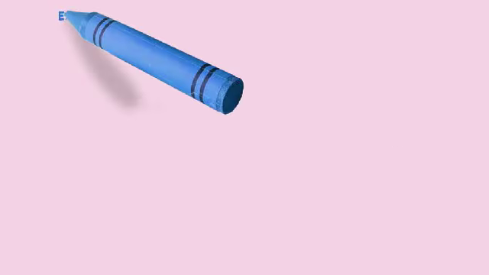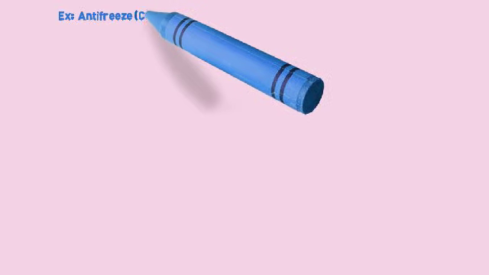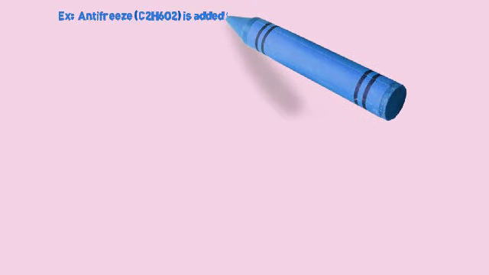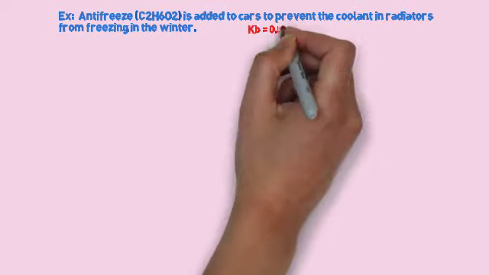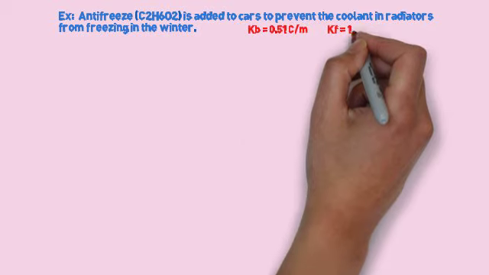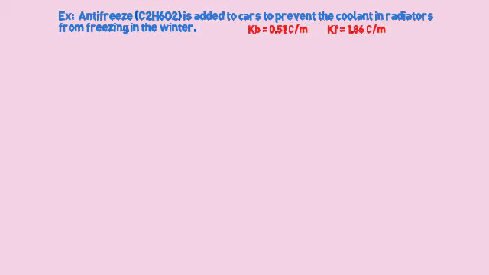All right, here comes the example. Antifreeze, C2H6O2, is added to cars to stop the coolant in the radiator from freezing up. It is also called ethylene glycol. We will need to have the molal constants for boiling and for freezing to solve this. There it is for the boiling, and there it is for the freezing. And the units are Celsius per molal, or molality.